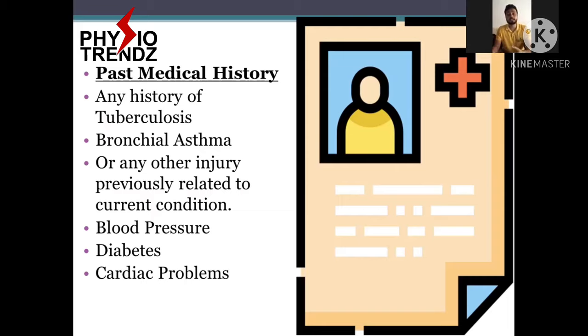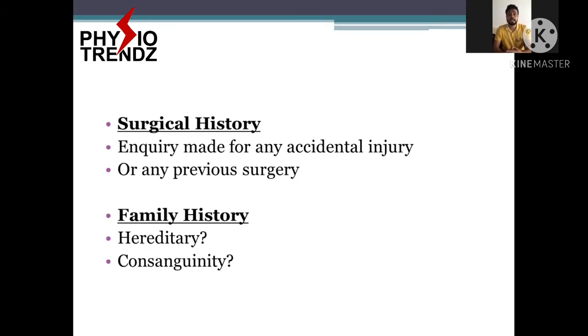Again, any medical conditions that patients are having, like blood pressure, diabetes, cardiac problems or thyroid, all these problems, since when they are having them, how long they are facing the situation, all this information we will include in the past medical history. Next will be surgical history. In this, apart from the present condition of the patient, if the patient has faced any other surgery in the past, that information we are going to include in this surgical history.